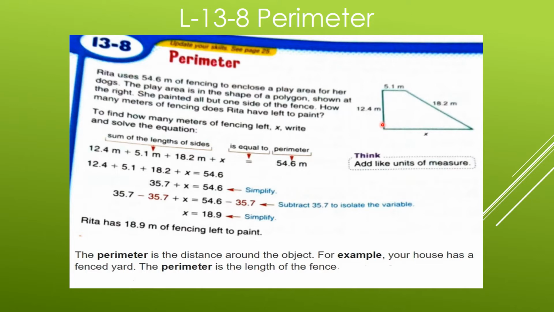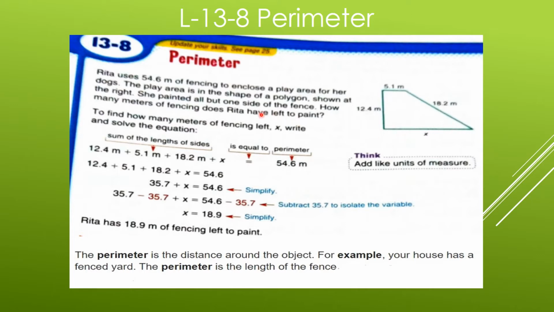Then you can see 12.4, 5.1, 18.2 plus x, because this side is not known, is equal to the perimeter. What is the perimeter? It is given. All together the fence is 54.6. This is your perimeter. Then how to find this length x?